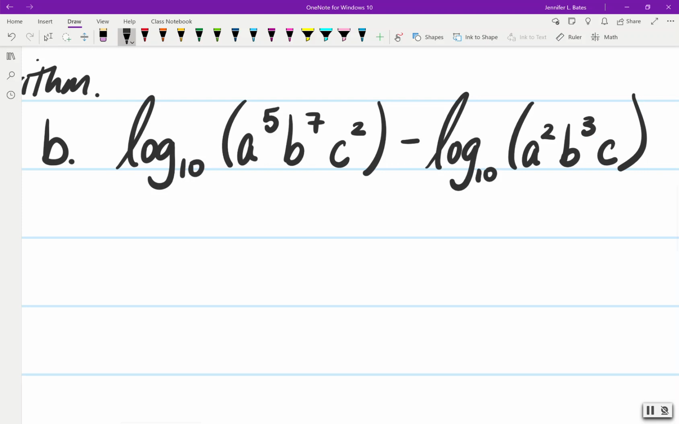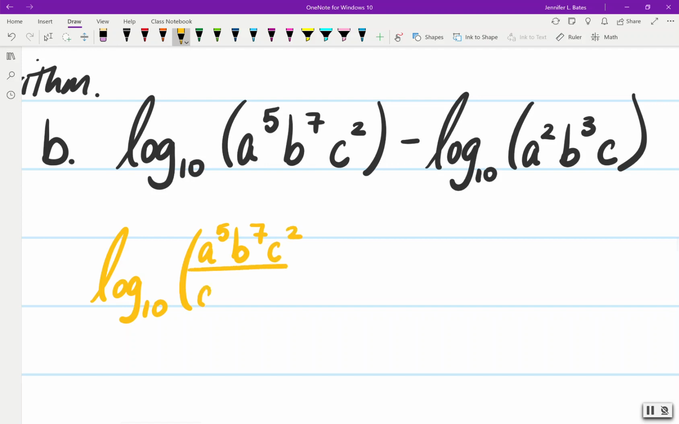Okay, so I've got 2 logs that are being subtracted and I need to put them together. So take a look up at the log properties and show me on your hand which log property talks about 2 logs that are being subtracted. Very good. Log property 2, it says if we have 2 logs that are being subtracted, I simply need to divide the arguments. Okay, so let's go rewrite this and divide our arguments. This is log base 10 of a to the 5th, b to the 7th, c squared divided by a squared, b to the 3rd, c.